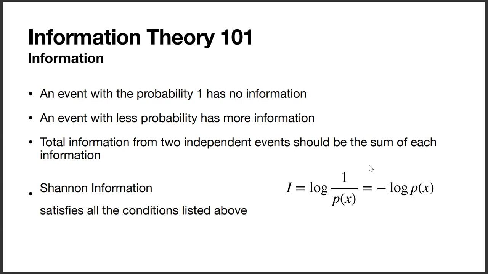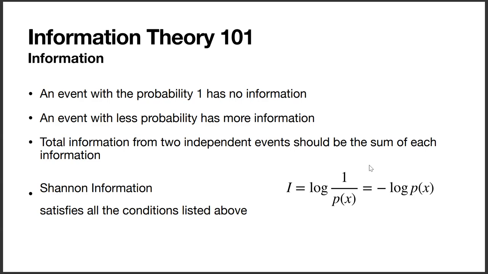I mean, the inverse of the probability. As the probability is smaller, we have more information. But in order to satisfy this condition that two independent events provide the sum as the total information, the functional form is entirely fixed by a logarithm, right? So this is the information. So I is log one over P.